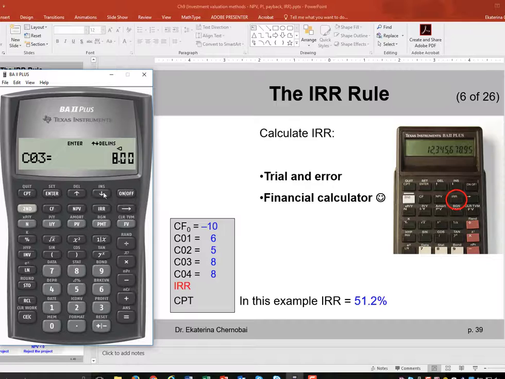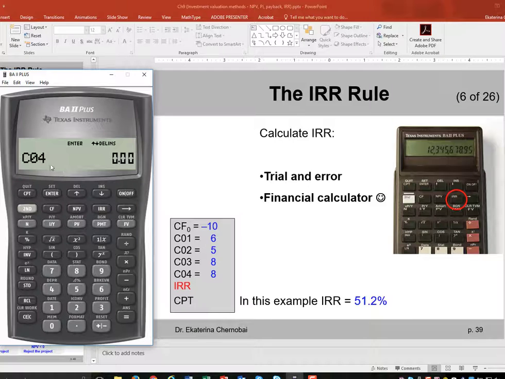8, enter, down. Here I can speed things up a little bit and change my frequency to 2. I press 2, enter, down. And if I do this trick, then there will no longer be cash flow 04 because that was that second $8.